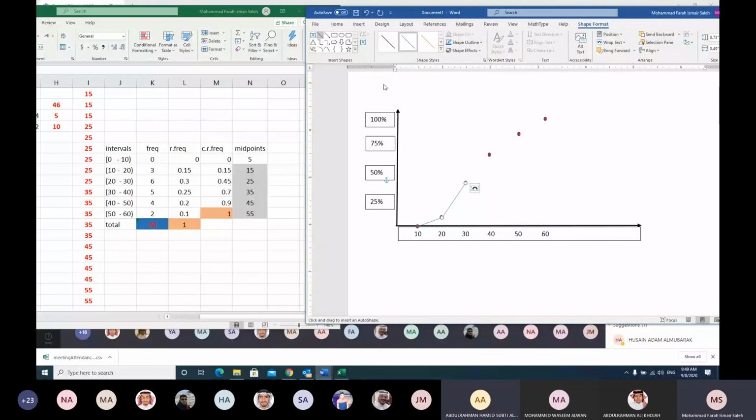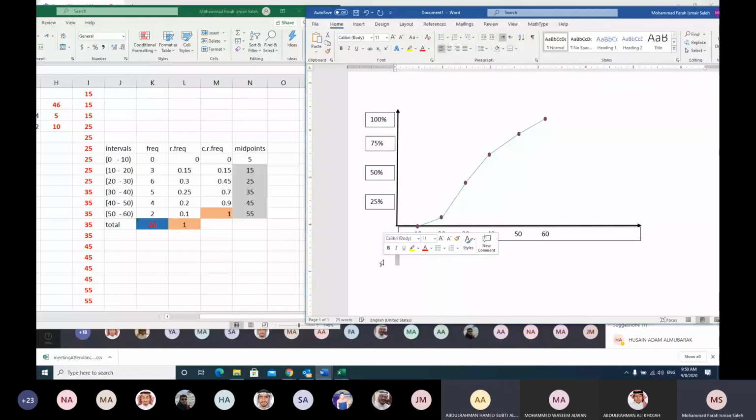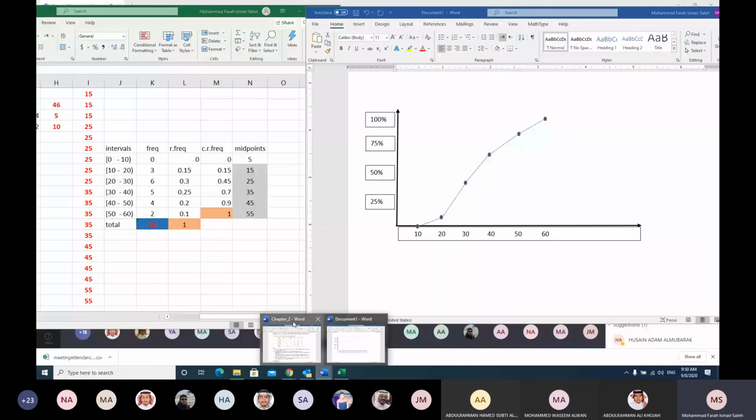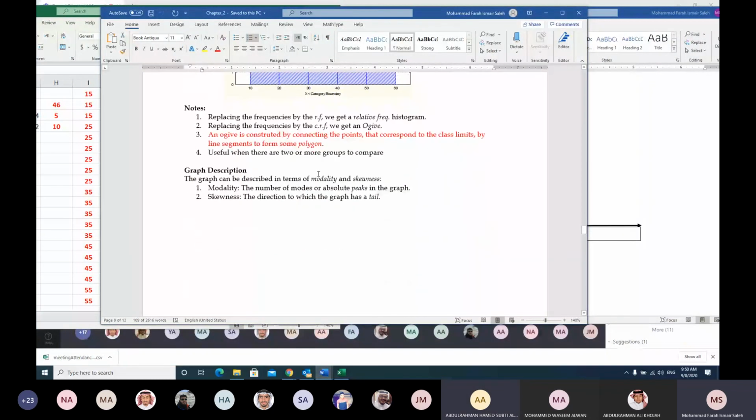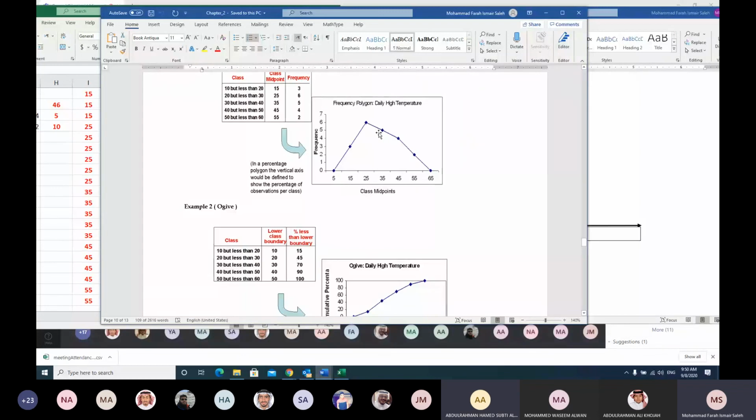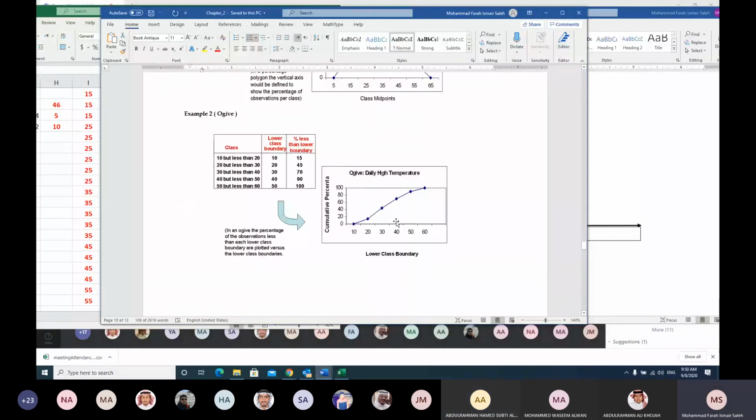You will get a graph. The name for this graph is the OGIVE, or simply the cumulative relative frequency curve. This is the histogram, this is the polygon, and this one is the OGIVE.